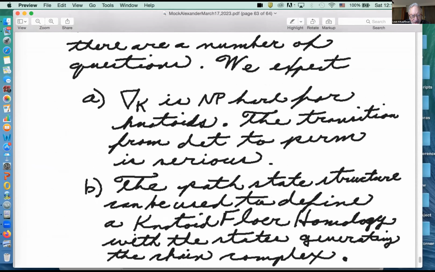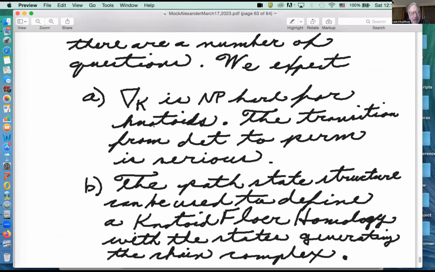And just to conclude. So it would appear that for knottoids and some of the generalizations, the evaluation is NP hard and really seriously involves that permanent. It's not a determinant anymore. That needs some analysis.